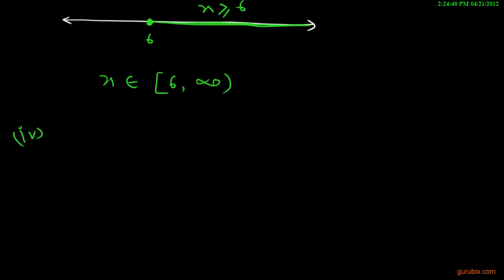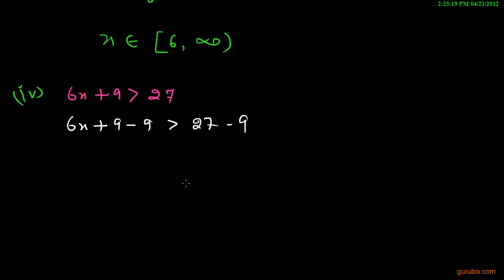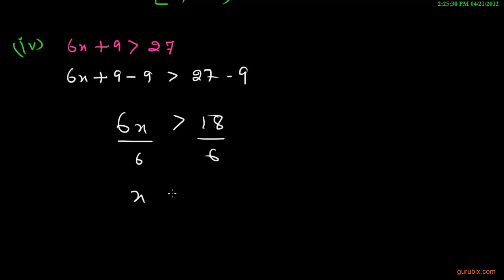In the fourth part we are given an inequation 6x plus 9 greater than 27, and we know that we can subtract the same number from both sides of the inequation: 27 minus 9, and it will be 18. Here will be 6x. We can divide by the same positive number without changing the sign of inequality. Then it will be x greater than 3.